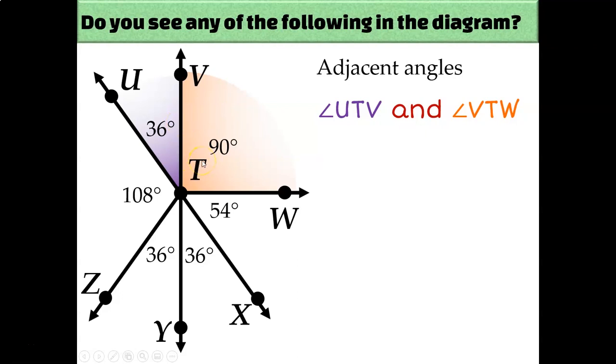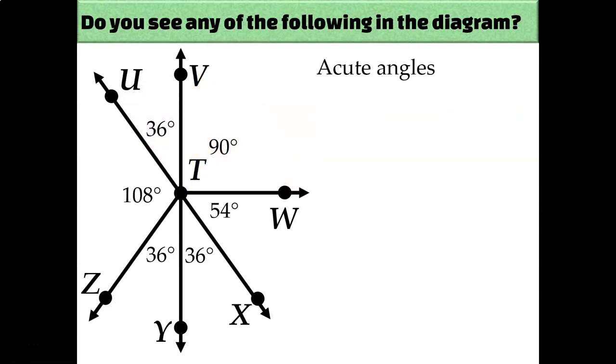And keep in mind that adjacent angles, we don't really know anything about them other than the fact that they're next to each other. So it's not like complementary or supplementary or vertical that we know that they're 90 or 180 or they're equal. Adjacent angles is really just a description of where angles are in relationship to each other. It doesn't tell us anything about their measurements.